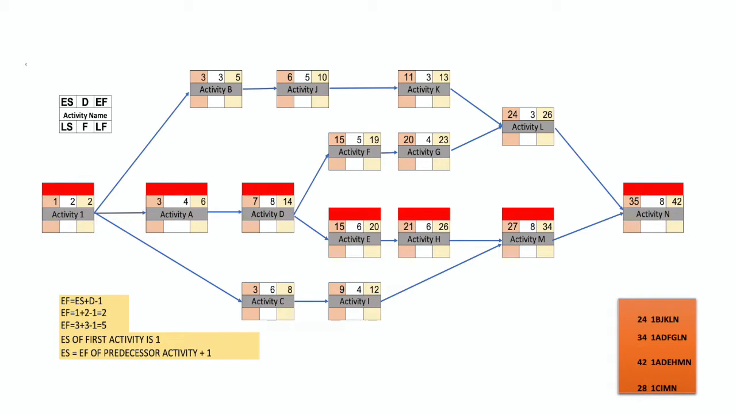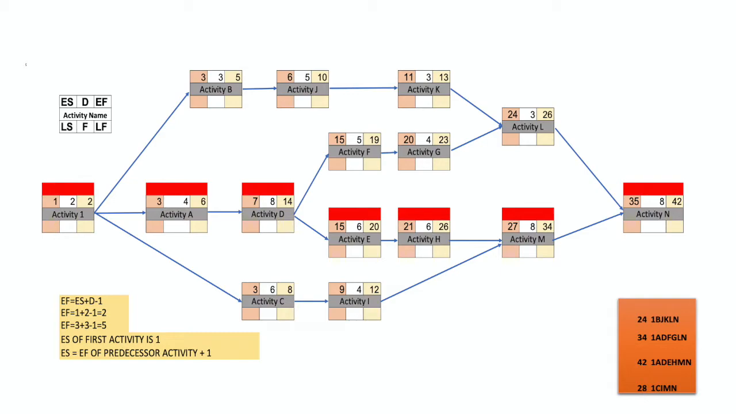Two predecessor activities, activity L and activity M. So we cannot use 26 as an early start of this activity, because on day 26 we don't know if activity M has completed or not. So we need to find the early finish of activity M.